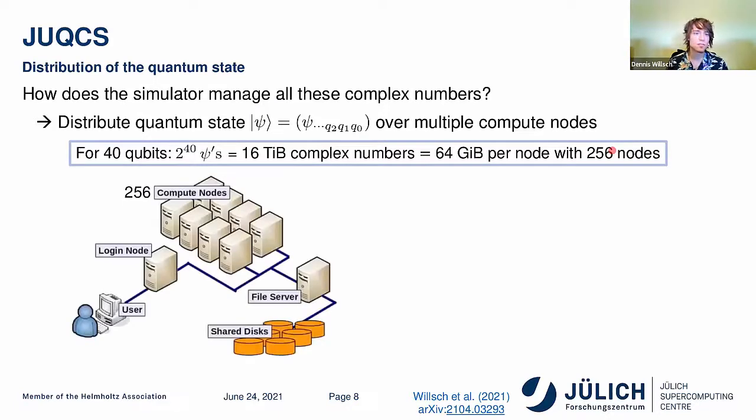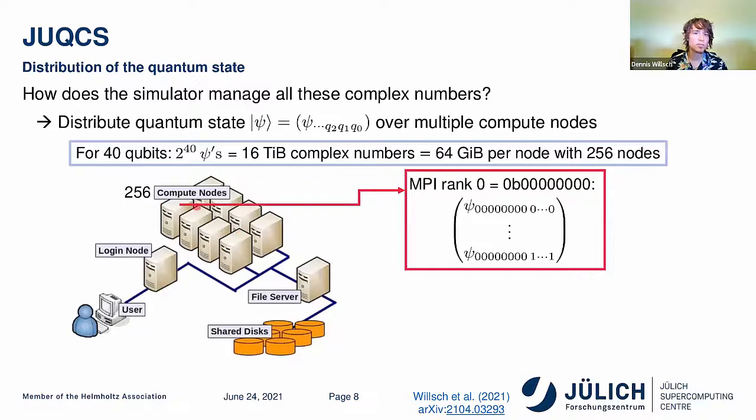And schematically, this looks like this. So here we have our supercomputer with all these compute nodes. And then on the first compute node, we have all the complex numbers where the index has a 0 in these leftmost qubit indices here, and all the other remaining indices run from 0 to 1. So that is how we get to the 2 to the 40 in the end, right? Because we have all combinations of zeros and ones here.